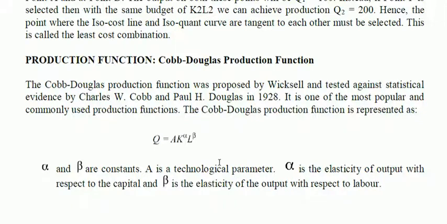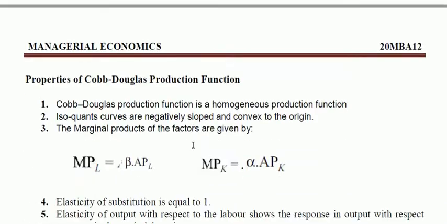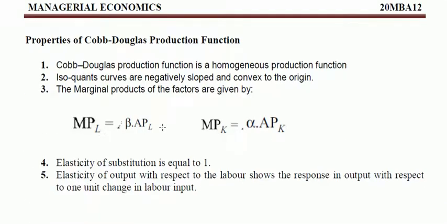So it is the same thing we studied above. K is capital, L is labor. Alpha is the elasticity of the output with respect to capital, beta is the elasticity of the output with respect to labor, and A is a technological parameter. So what are the properties of the Cobb-Douglas production function? We can go through this.